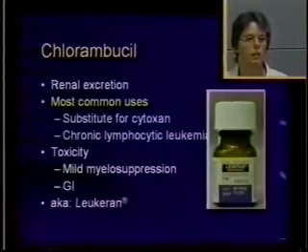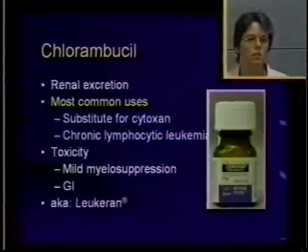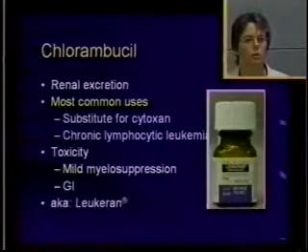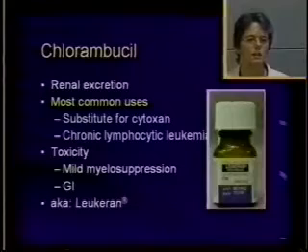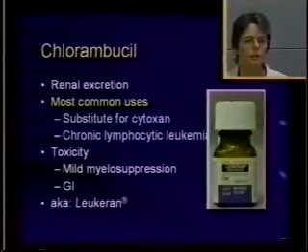Chlorambucil is another alkylating agent that is also excreted through the kidneys. The most common use for chlorambucil is as a substitute for Cytoxan in those patients that do develop sterile hemorrhagic cystitis, and in some protocols, chlorambucil will be substituted for Cytoxan if the animal is in complete remission. It's also used pretty commonly for the treatment of chronic lymphocytic leukemia, most commonly seen in dogs.